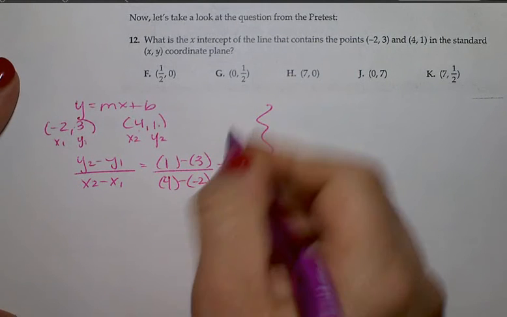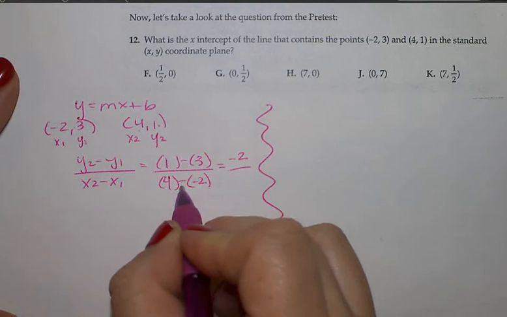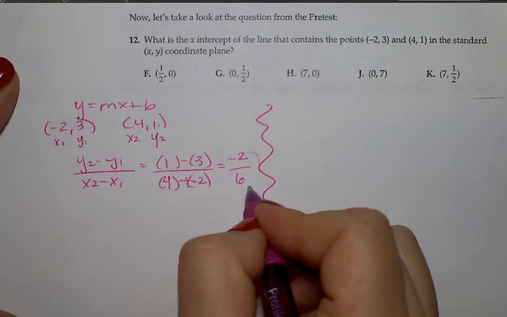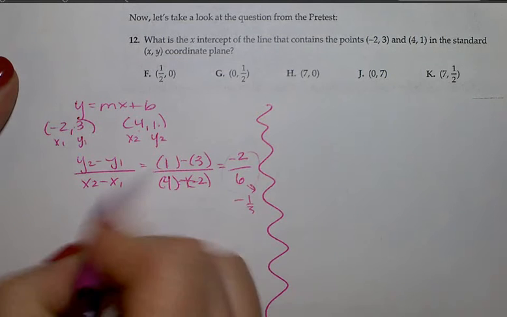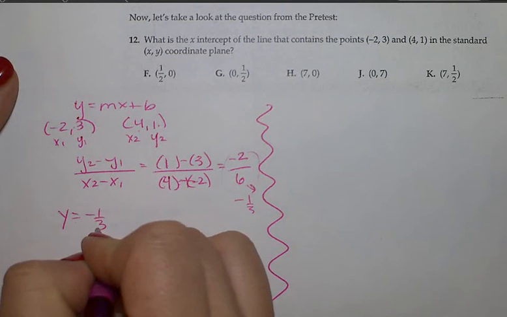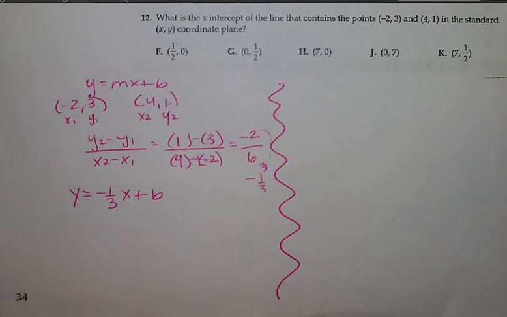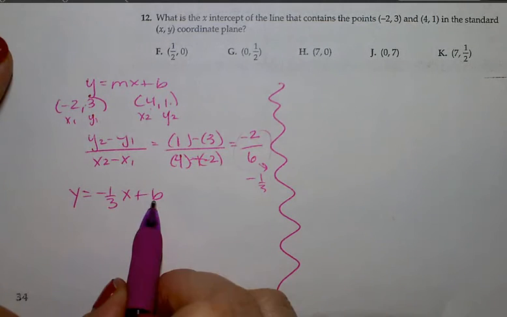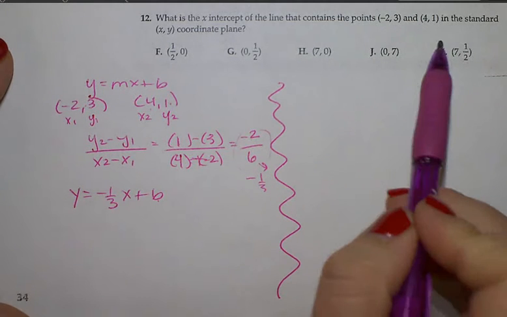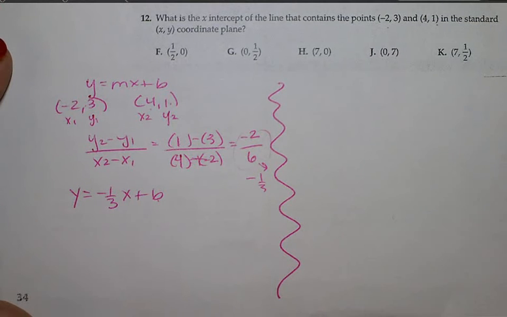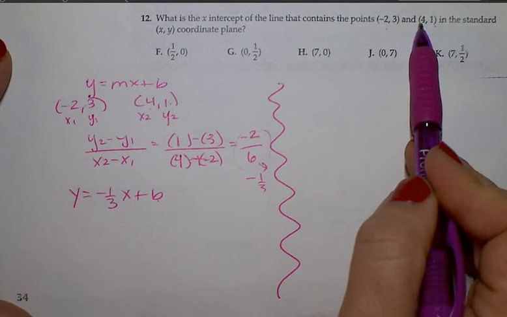1 subtract 3 is -2. 2 negatives make a positive. 4 plus 2 is 6. And this reduces to -1/3. So y equals -1/3 x plus b. Now to identify what the b is, or the y-intercept, you go back and you choose one of the two pairs, your choice. I'm going to choose 4, 1 because it doesn't contain a negative, and substitute in 4 for x and 1 for y.